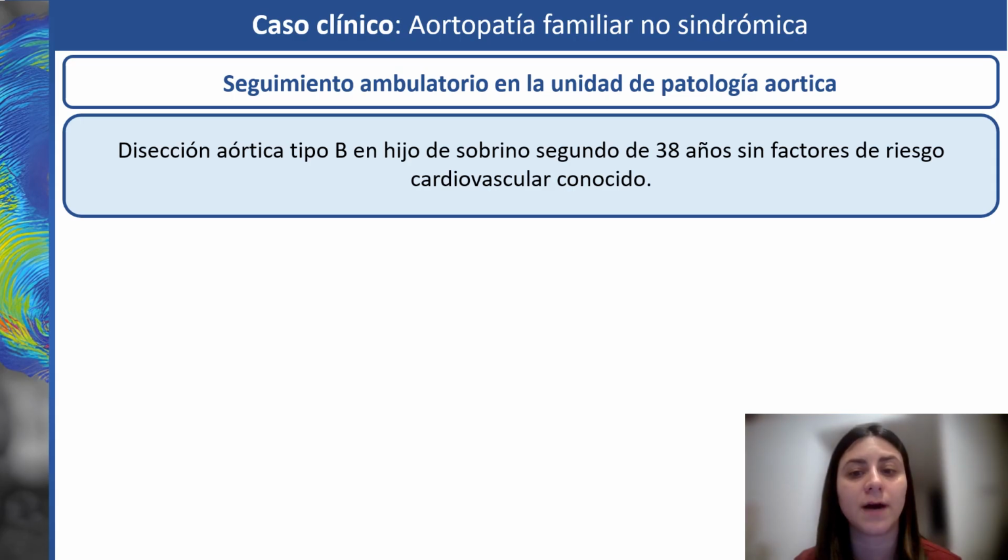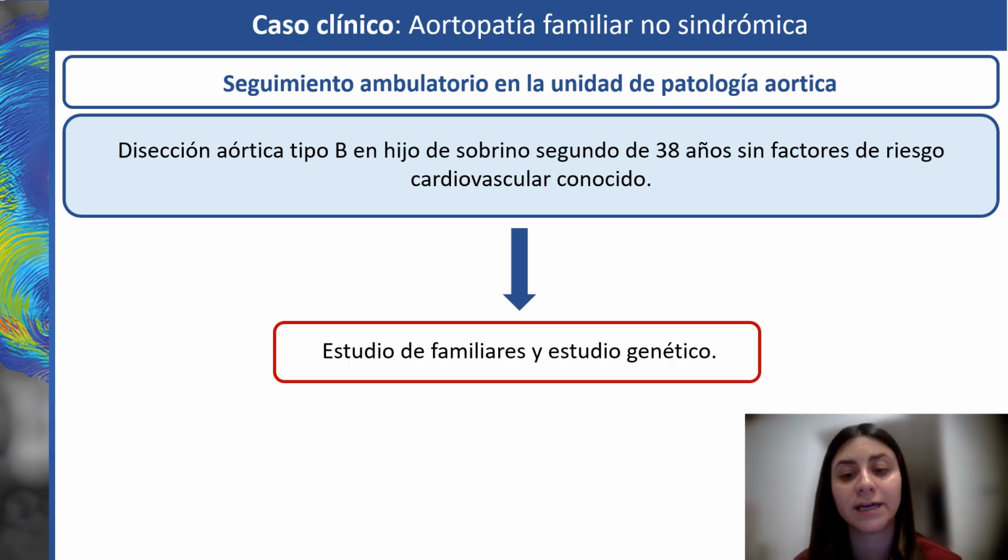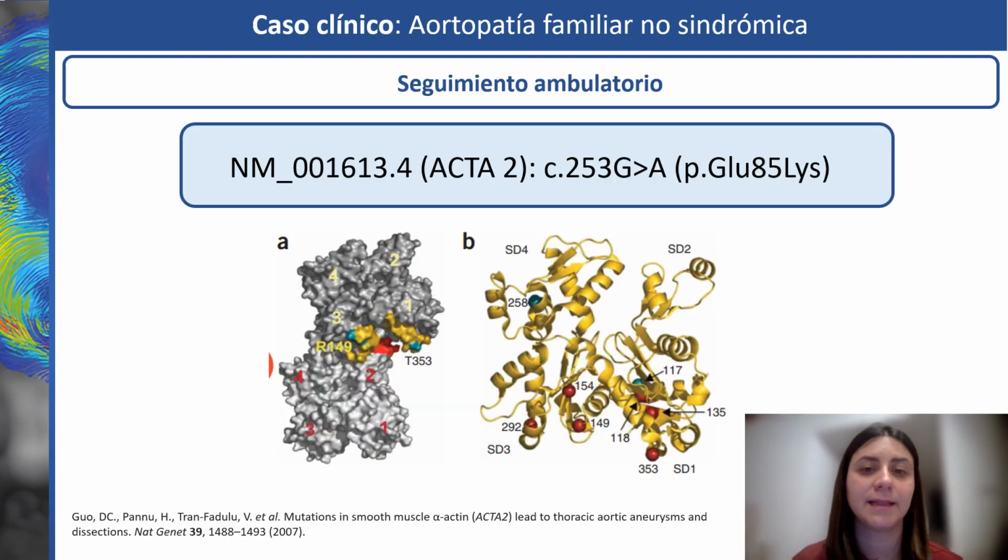This necessitated a re-evaluation of the case, and considering this new information, it was suggested to perform a genetic study, already at that time through a panel, and a study of relatives. The aortic pathology panel revealed a variant in ACTA2, identified as a missense variant, which was then deemed probably pathogenic.